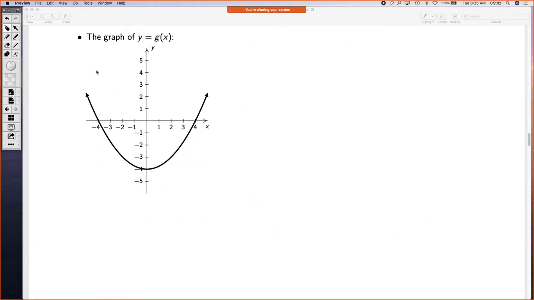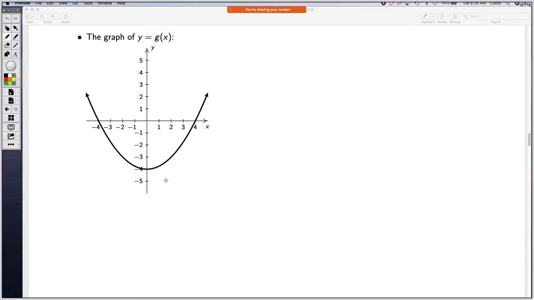Here's the graph, y equals g of x. Once again, we're looking at standard form, g of x equals a times x minus h quantity squared plus k. It appears as if the vertex is the point 0, negative 4.